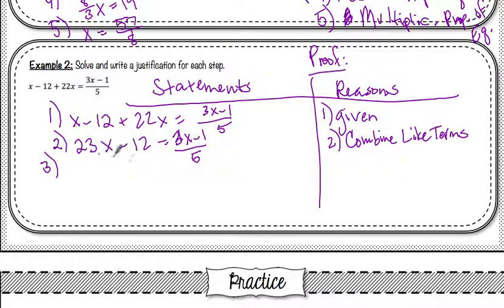Okay. The next step is I would like to multiply both sides of the equation by 5 because that will undo this denominator of 5. So I'm going to multiply the left by 5. And when I multiply the right side by 5, it makes the denominator of 5 cancel out. So I have just 3x minus 1. Since we multiply both sides by 5, this is the multiplication property of equality.